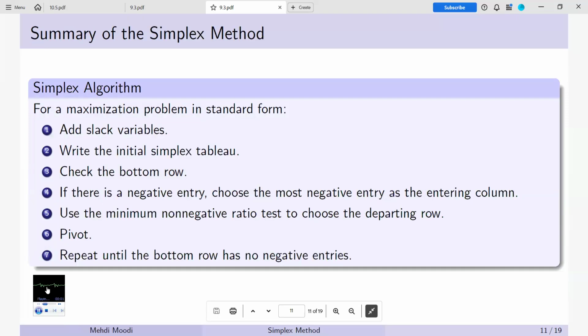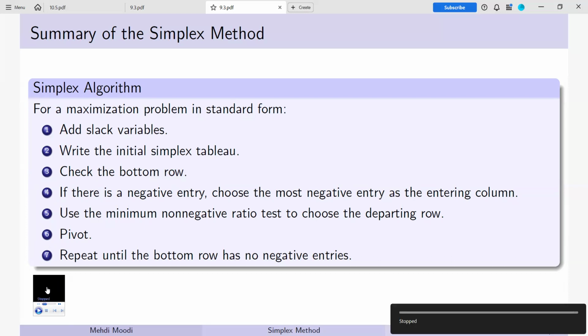This slide summarizes the Simplex method as a sequence of steps. Add slack variables, build the Tableau, check the bottom row, choose entering and departing variables, pivot, and repeat. If you remember that cycle, you know the method.